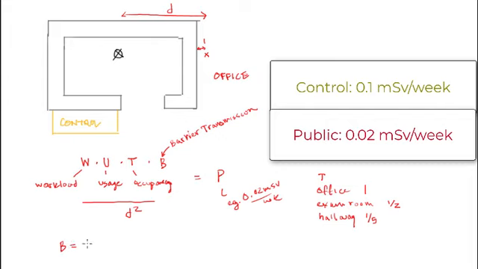So typically this equation is written backwards, so let me rewrite it. B = P d squared over W U T. That's typically how you see it written, because you're calculating for B.